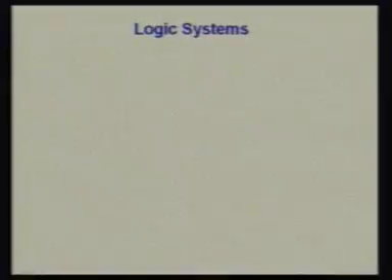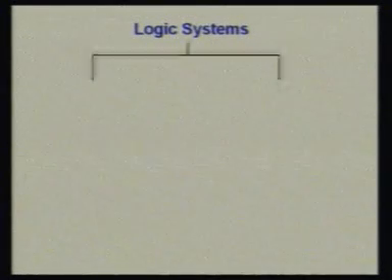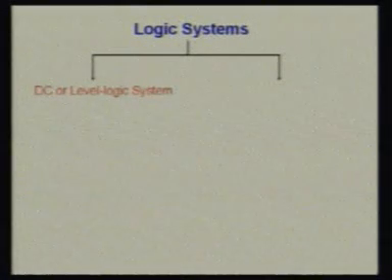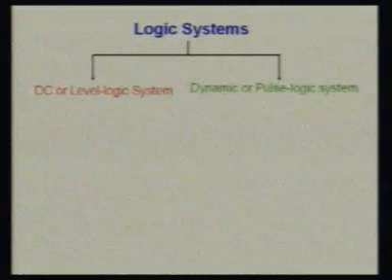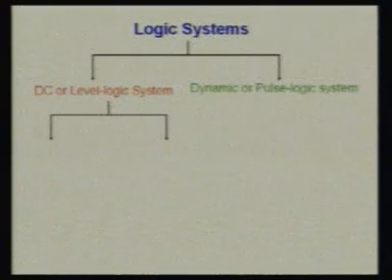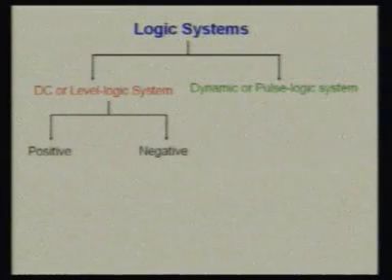Now, what are the logic systems? How do they manage? Here there are two types: the DC or level logic system, or the dynamic or pulse logic system. Again we can categorize the DC or level logic system in two parts: a positive DC or level logic system and a negative DC or level logic system.